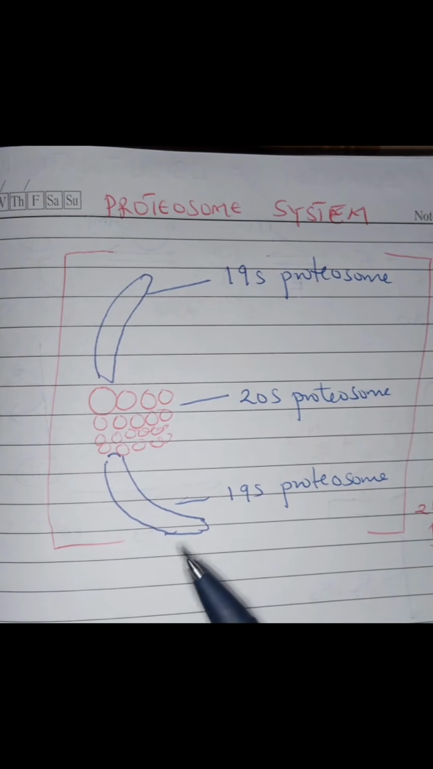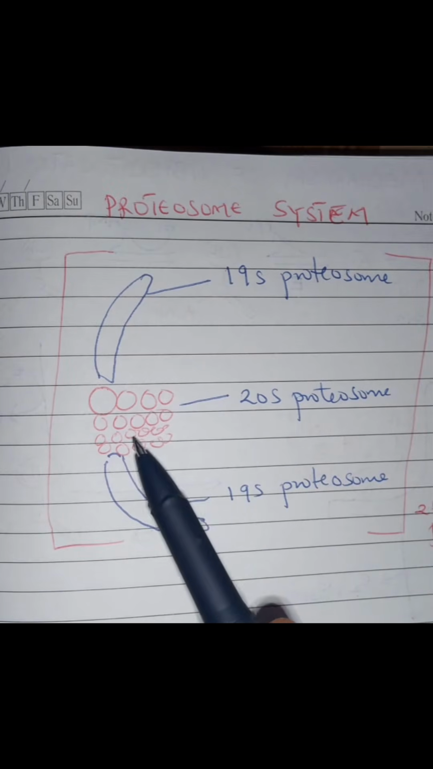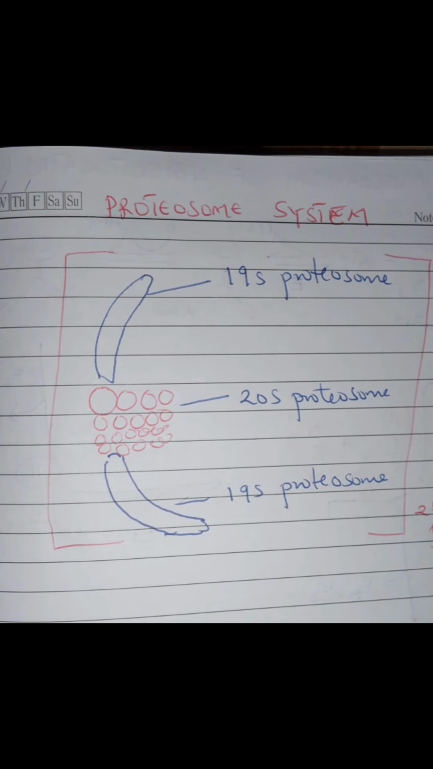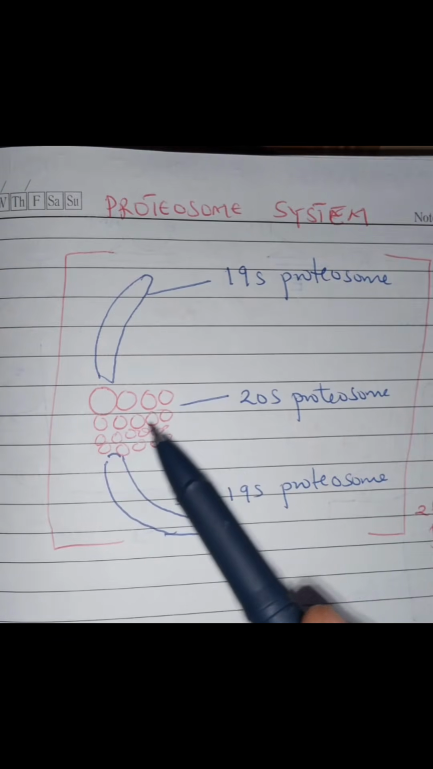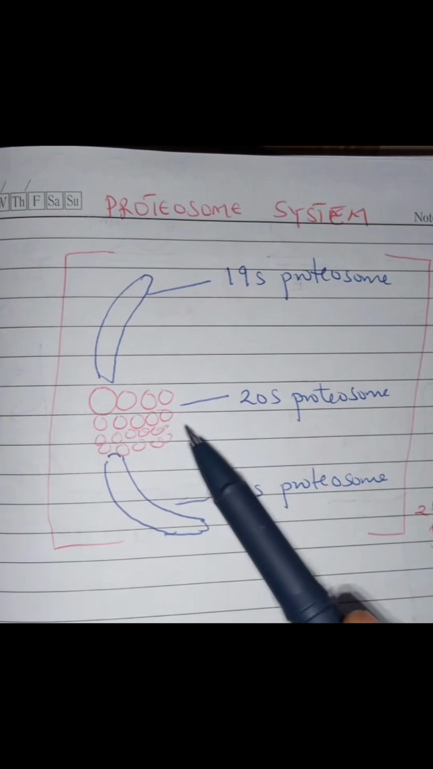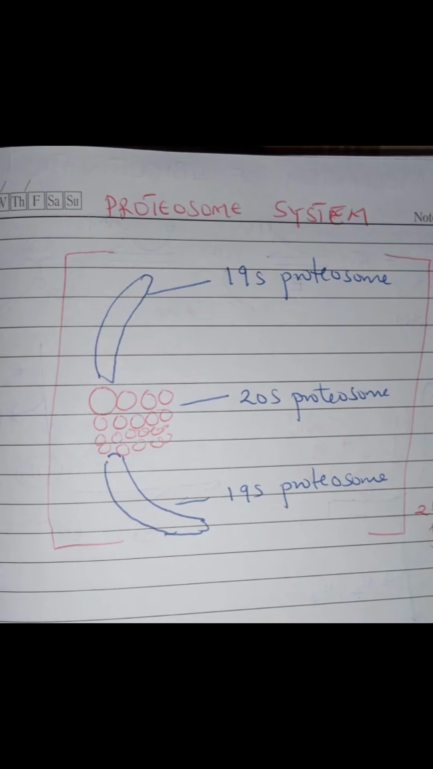So the proteins are degraded, are destroyed in the 20S proteasome, and the proteins are broken down into shorter chain amino acids. What are those amino acids used for? Those resulting amino acids, what are they used for? Food for thought. Let me know in the comment section the answer to that question.